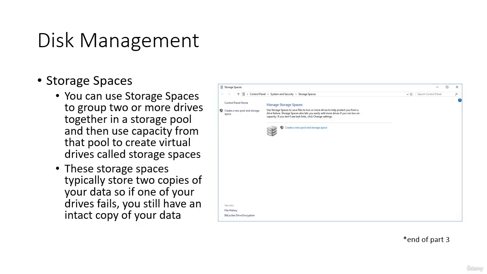Now, storage spaces typically store two copies of your data. Yay, that's good stuff. So if one drive fails, you still have an intact copy of the data. That's really, really nice.